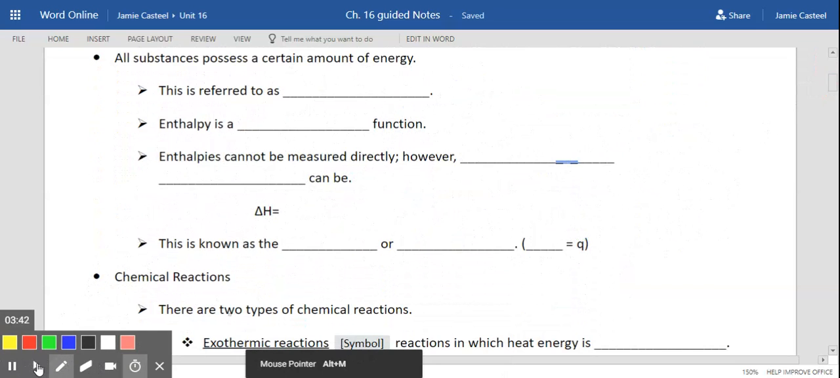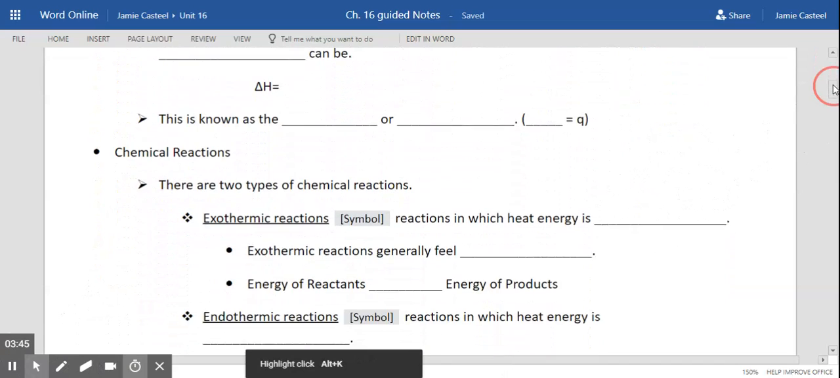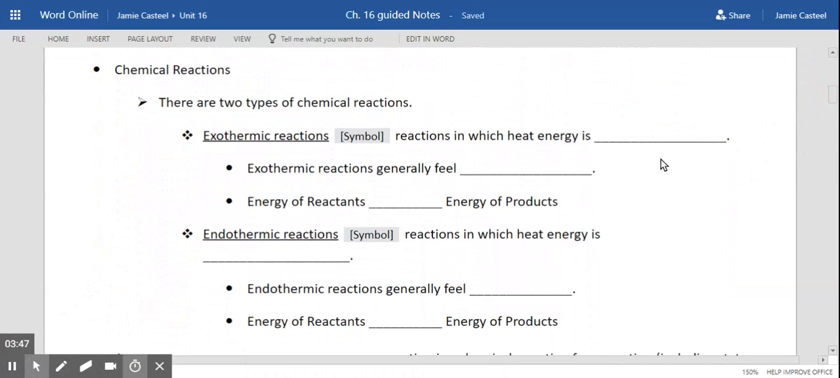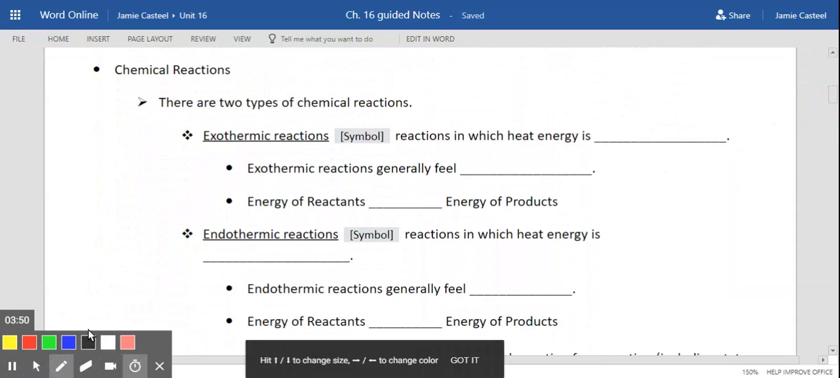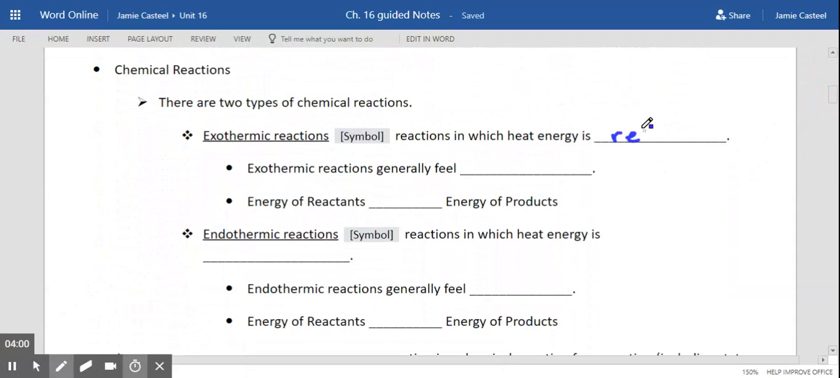And we're going to look at how this applies. Those two types of reactions we talked about: exothermic reactions, and don't worry about this little symbol thing. It just means that it wouldn't pull in my arrow or whatever I've tried to put in. Reactions in which heat energy is released. They generally feel warm or hot, and the energy of the reactants is greater, or you can just put the arrow, than the energy of the products. So greater than the energy of the products.